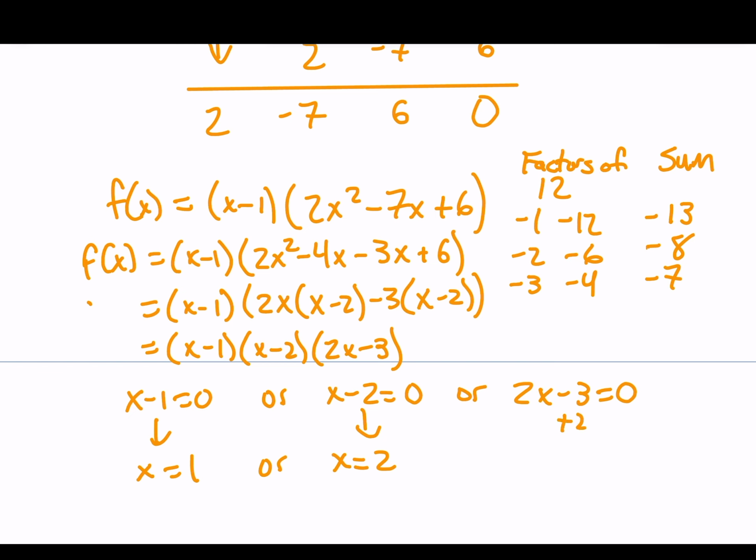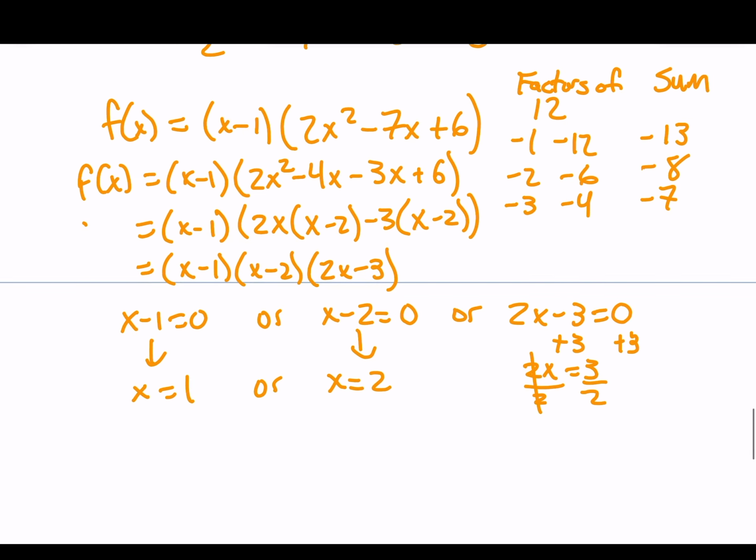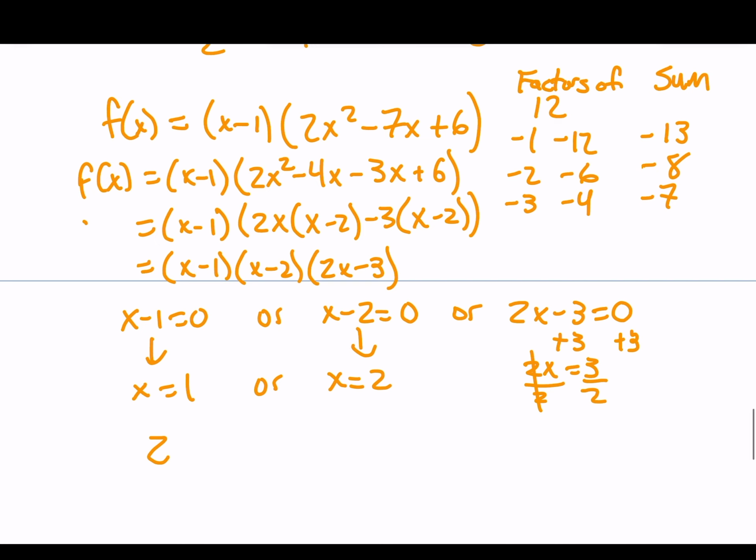In this case, I will do the steps. I'll add 3 to both sides to get 2x is equal to 3. Divide both sides by 2. So x must be 3 over 2. Okay? So that tells us that our zeros are x equals 1, x equals 2, and x equals 3/2.